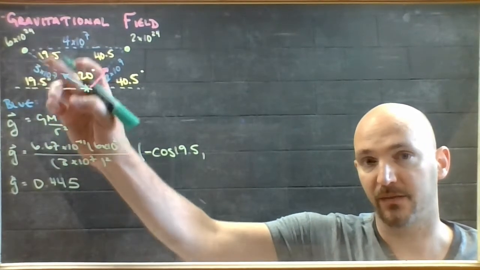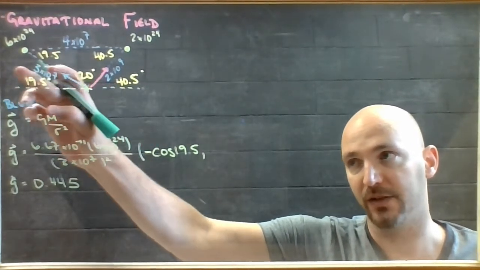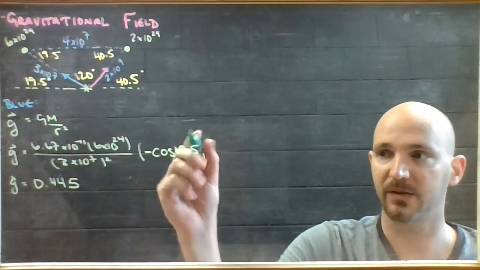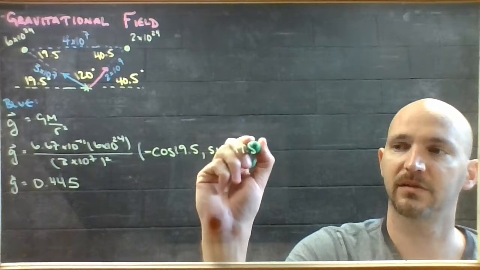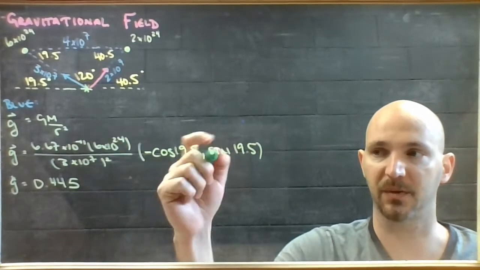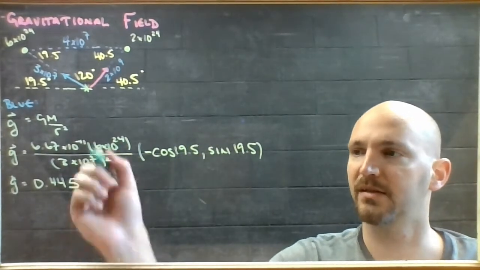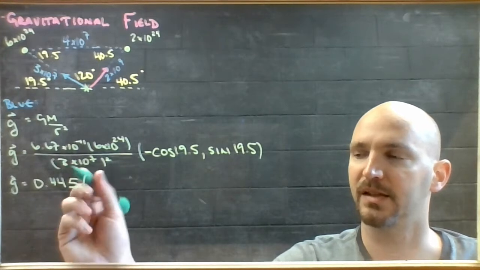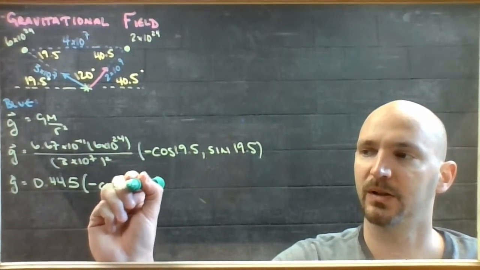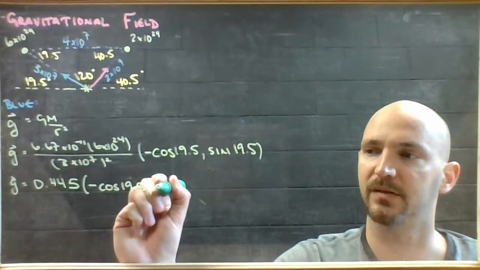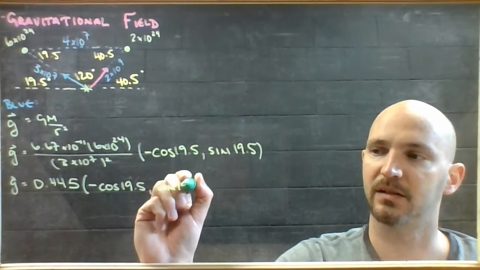This component, the vertical one, will be adjacent or opposite over hypotenuse, so that will be sine of 19.5. And it is headed up, so I'm going to leave that as positive. So this vector then is 0.445 times negative cos 19.5, sine 19.5.